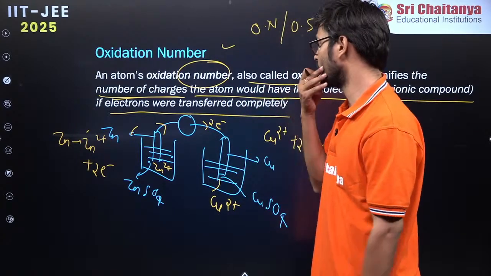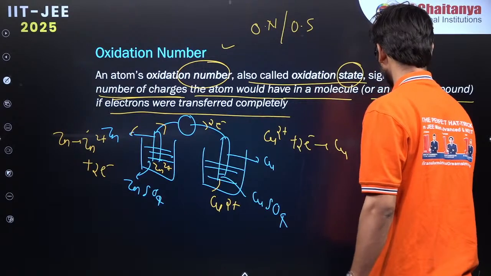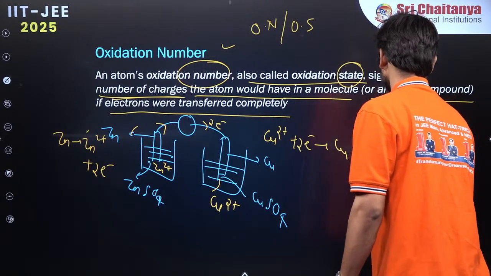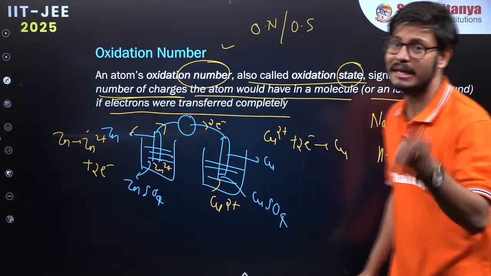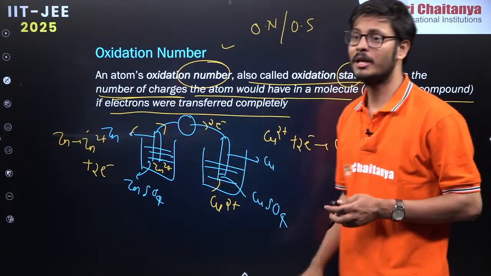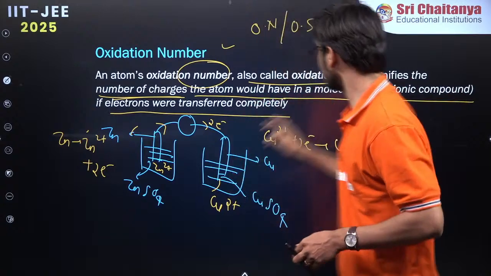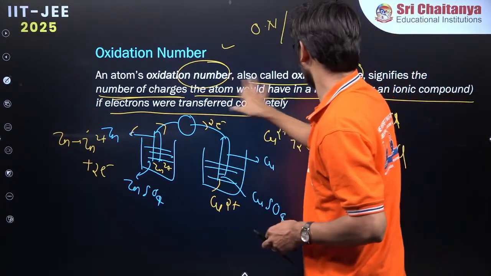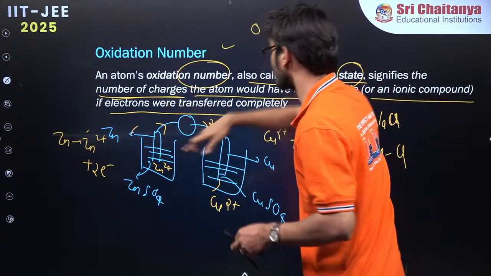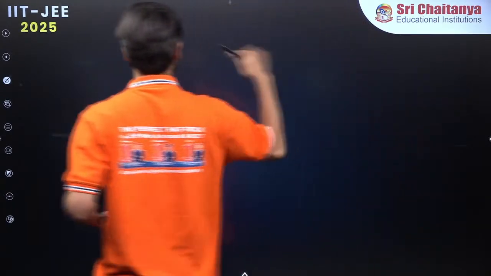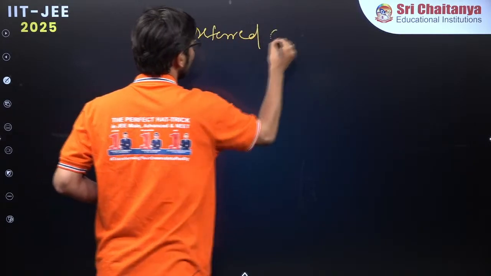Let us focus on this statement. It says that whether you have an ionic compound or a covalent compound, we all know HCl is a covalent compound and NaCl is an ionic compound. According to the definition, the oxidation number or oxidation state is the charge the atom would have in a molecule if electrons were transferred completely.